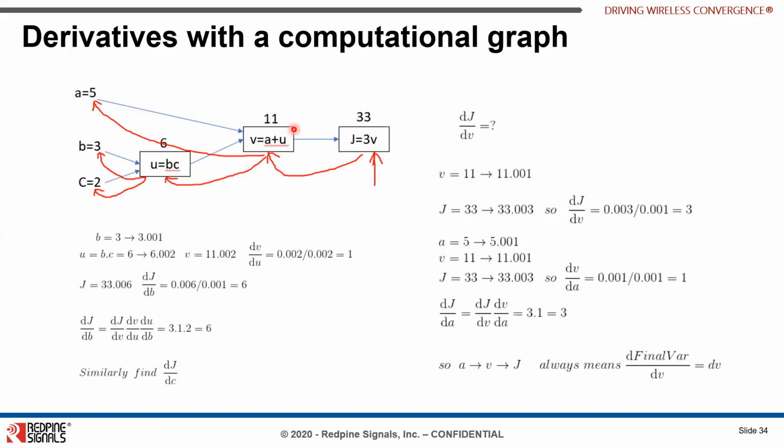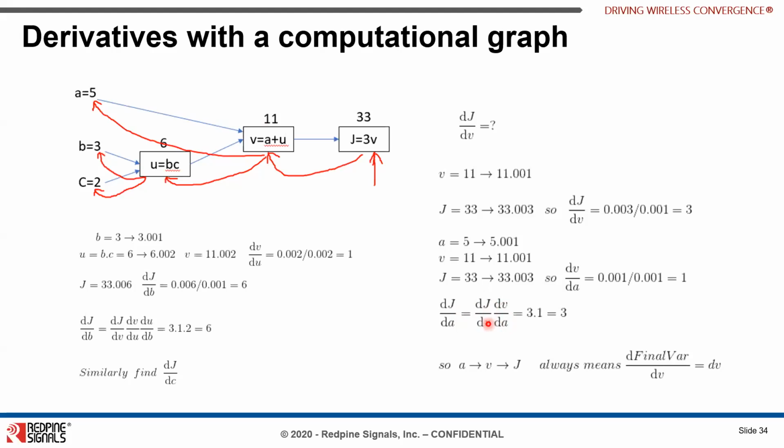What is dJ by dA? dJ by dA is actually dJ by dV into dV by dA. So this is a chain. That means with a change in a, there is a change in v, which results in a change in j. So dJ by dA is dJ by dV into dV by dA.